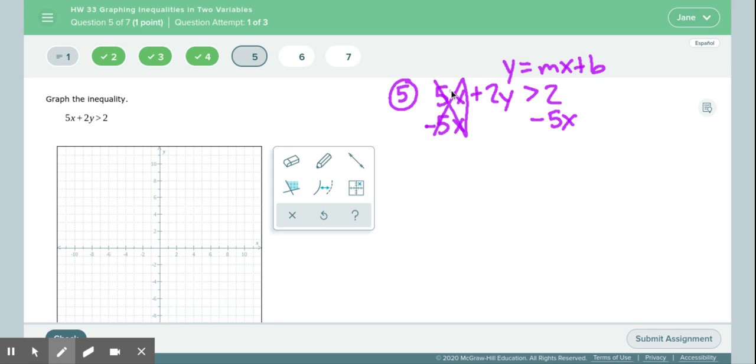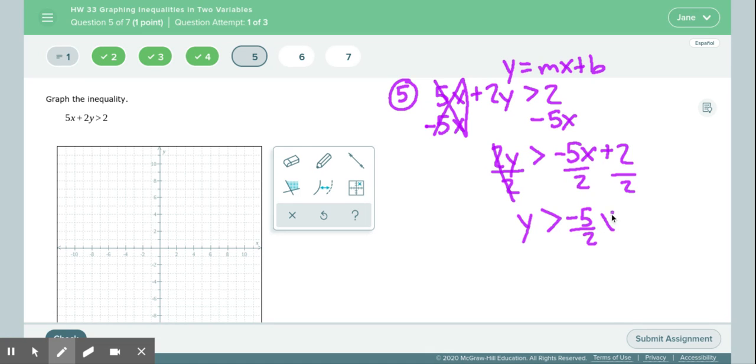5x minus 5x cancels out, gets me to 0. So then I'm left with positive 2y is greater than, I'm going to slide my positive 2 over and put my x term first. So this would be a minus 5x, and then this is a positive 2, so I'll put plus 2. Last but not least, y is being multiplied, so I'm going to divide everything by positive 2, and since I'm dividing by a positive, my inequality symbol stays the same, and I'm left with y is greater than negative 5 over 2 x, and then 2 divided by 2 is positive 1. So this is telling me my slope m is negative 5 over 2, and my b, my y-intercept, is positive 1.